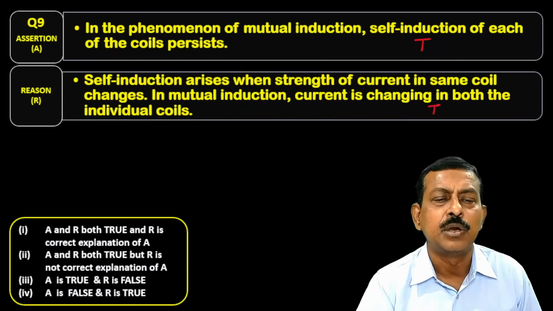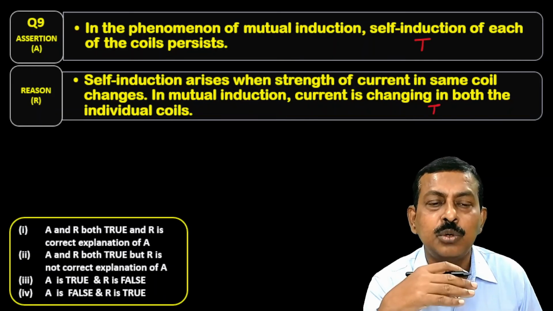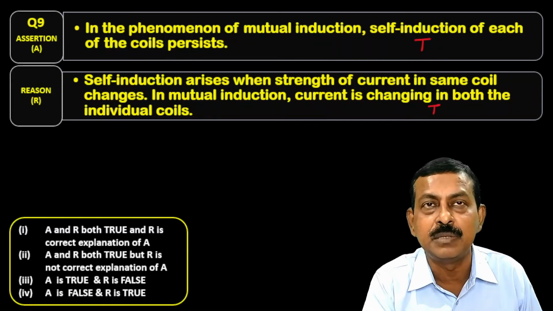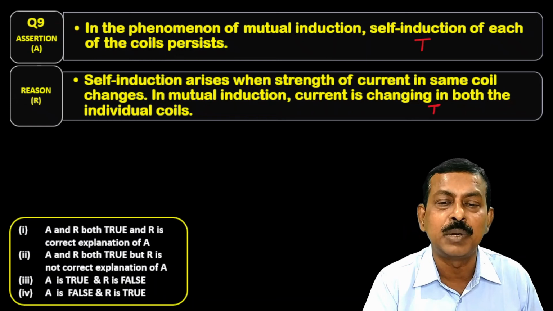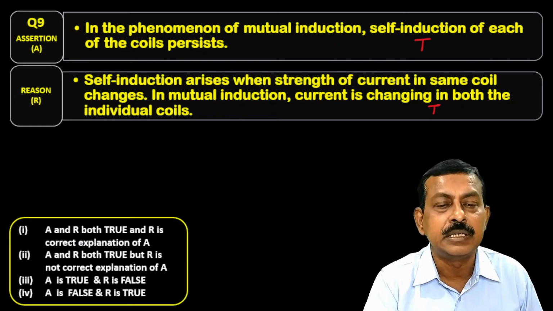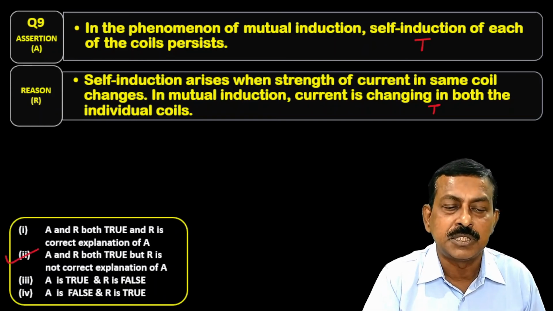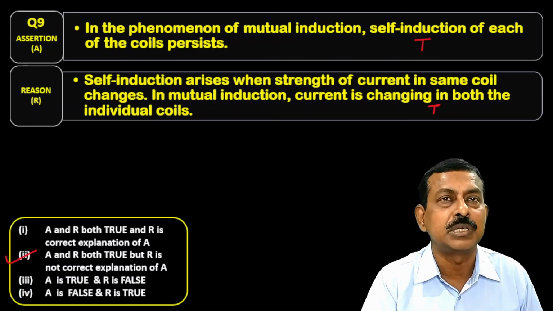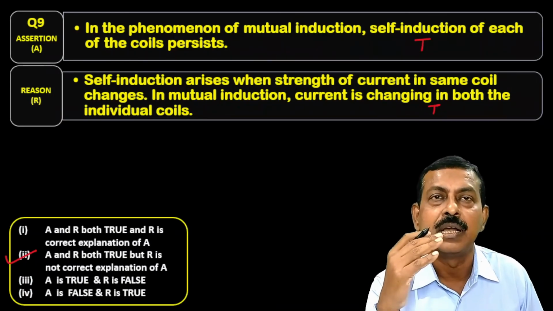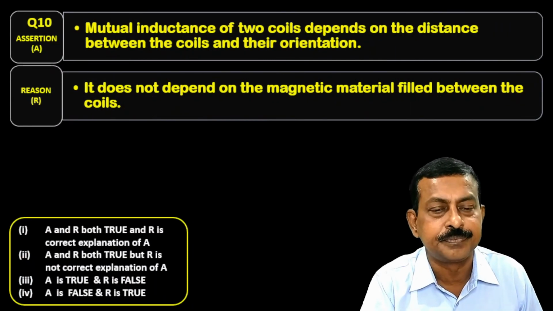Now this is not explaining the first part. Although it is saying what will happen in self-inductance and what will happen in mutual inductance, it is not explaining why there is self-inductance in each of the coils. So obviously in this case, the second one will be the correct option: assertion and reason both are true, but the reason is not the correct explanation for the assertion. Let's take the next one.